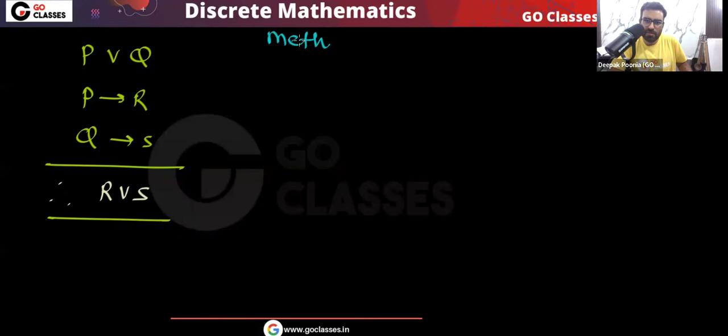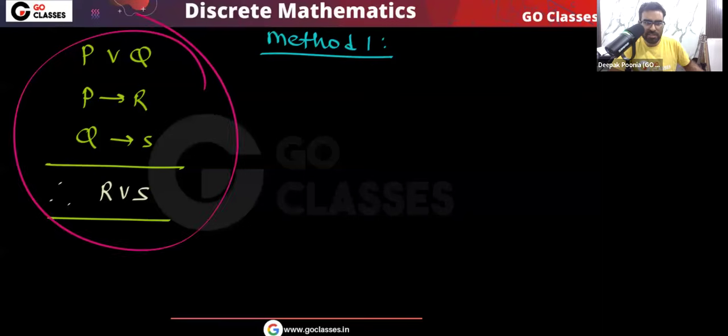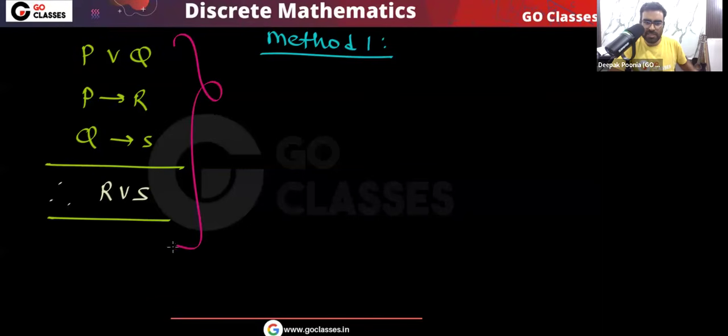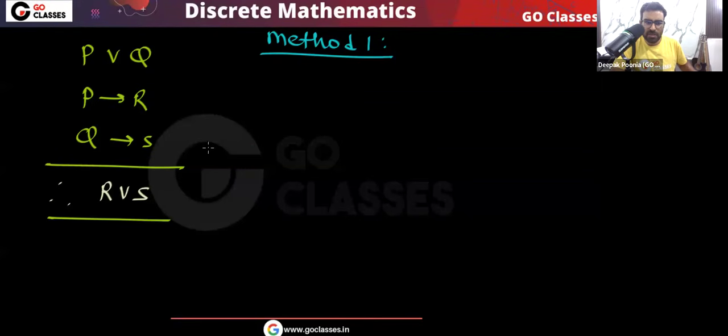Let's see the method number one. Method number one, that is the formal method. How to check whether an argument is valid or not? Very simple. We will make the conclusion false, then we will try to make all the premises true. If it is possible that all the premises are true and conclusion is false simultaneously, then we can say that this argument is invalid. But remember, after making conclusion false, if it is not possible to make all the premises true, then we can say that this argument is valid. Correct? So let's solve this question by method number one.